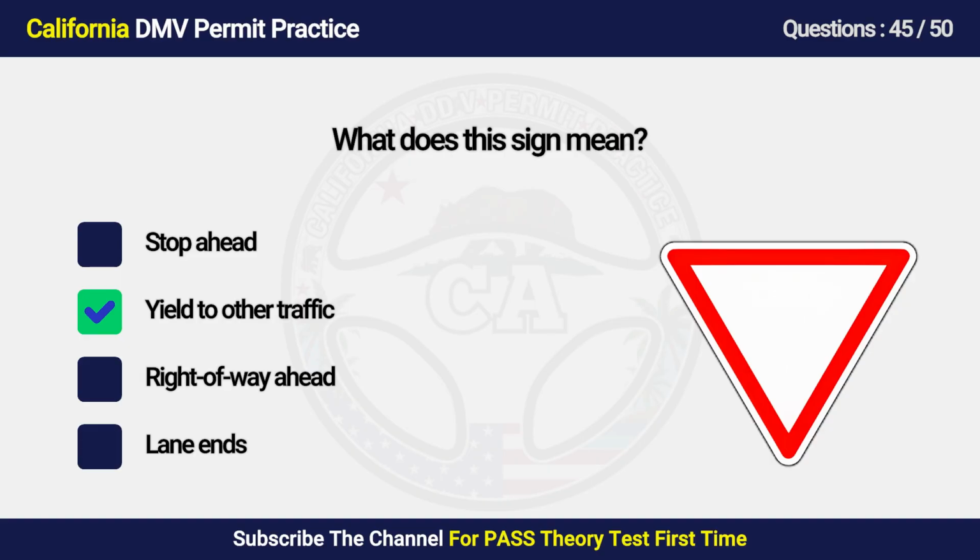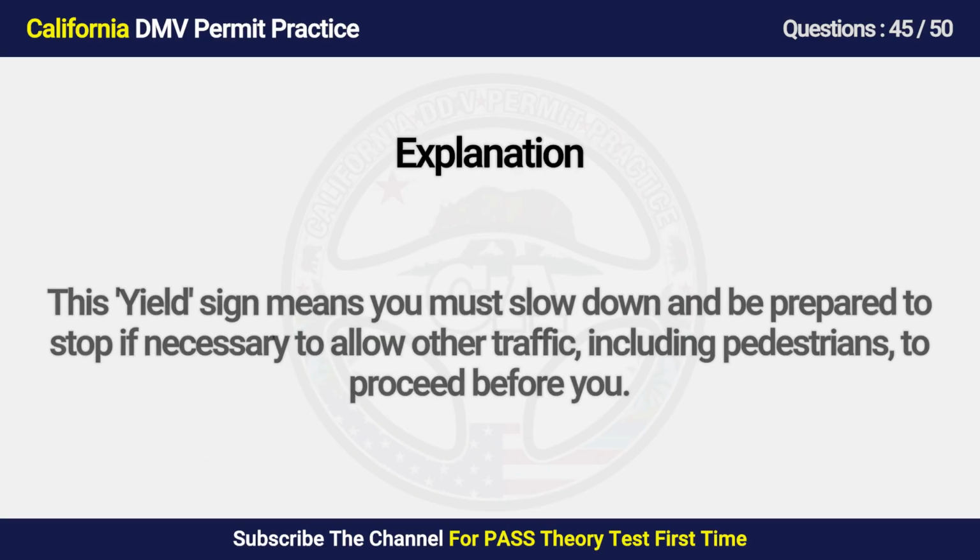Answer is B. Yield to other traffic. This yield sign means you must slow down and be prepared to stop if necessary to allow other traffic, including pedestrians, to proceed before you.